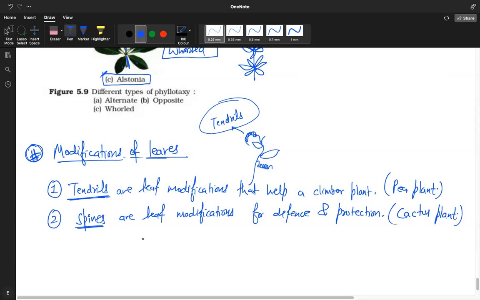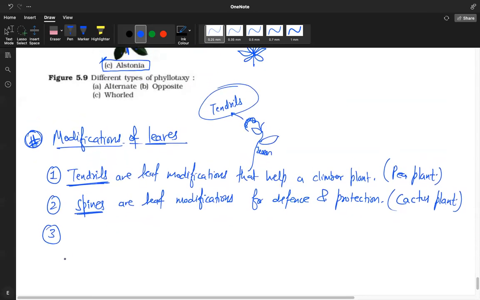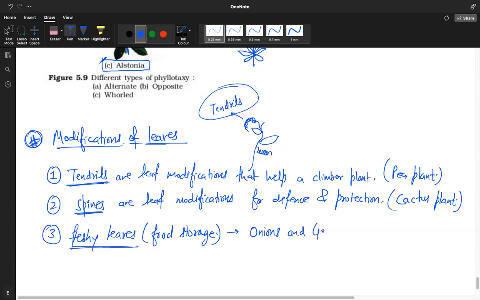Okay, everyone. Sometimes, as I also told you, fleshy leaf. Onions. Yes, fleshy leaves for food storage. And this modification happens in onions and garlic. The leaves become fleshy and store food.